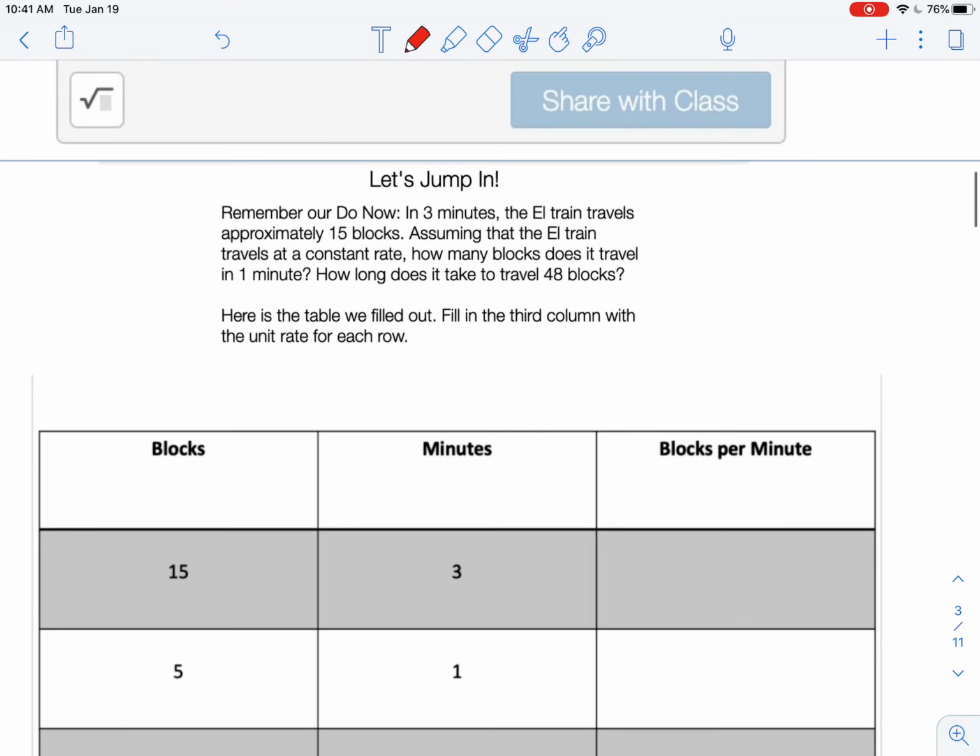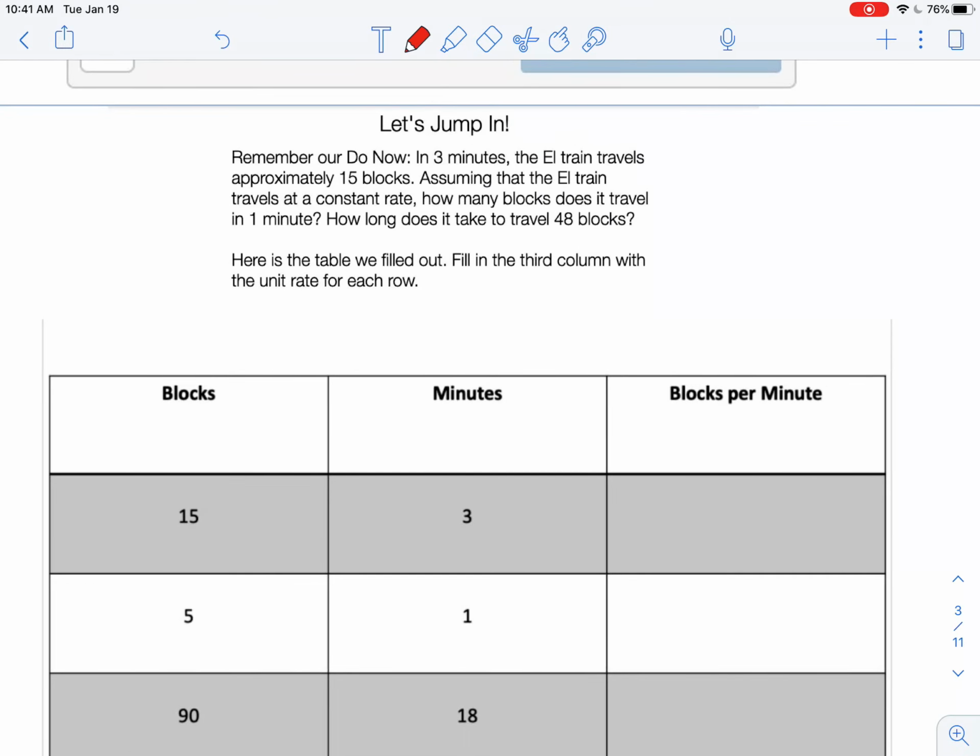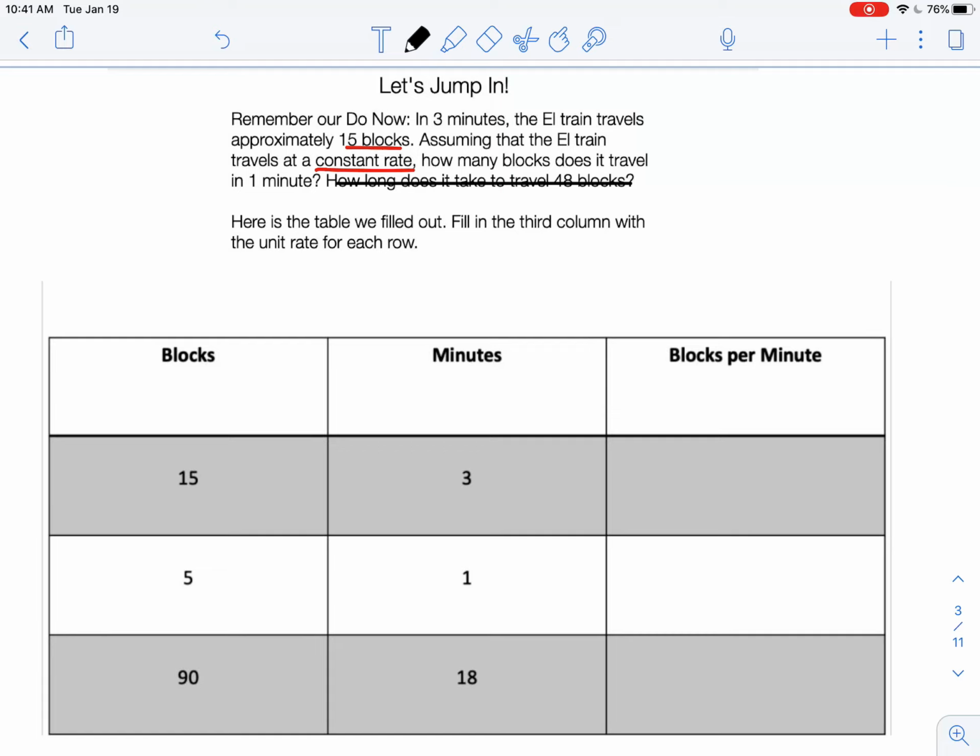So remember our do now. In 3 minutes, the L train travels 15 blocks, and it moves at a constant rate, so same speed. Remember, I already told you guys we skipped this last question, and we needed to figure out how many blocks it traveled in 1 minute, which we did, and this is what our answers looked like. So this is the table we filled out, and I want you to fill in the third column with the unit rates for each row.